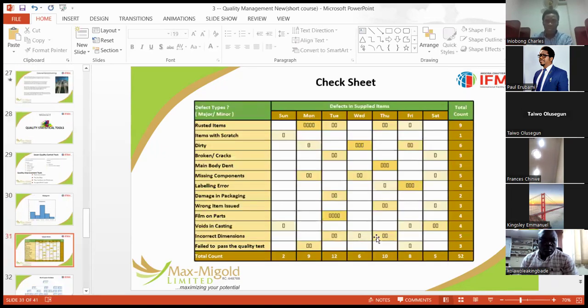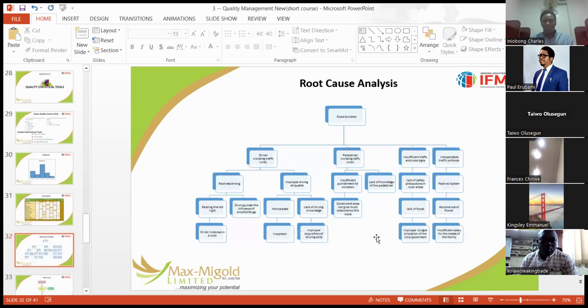Then we have what we call the check sheets. We have what we call the root cause analysis. Like we said the other day, this is very key because it doesn't only address the correction.